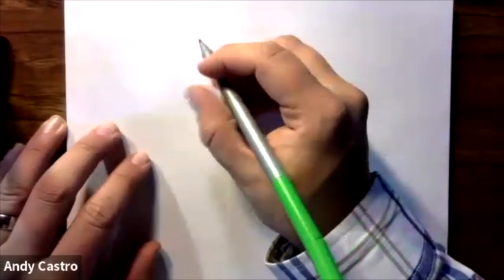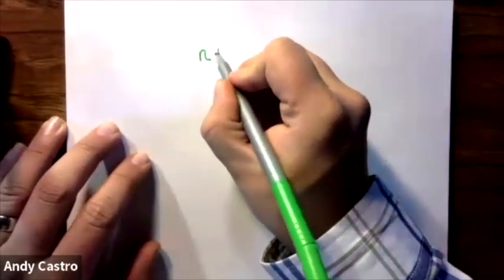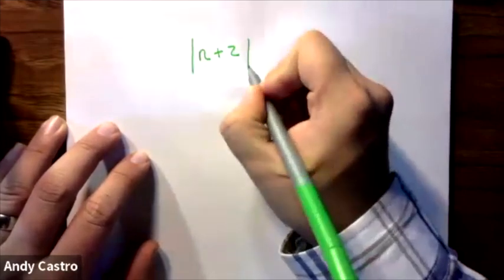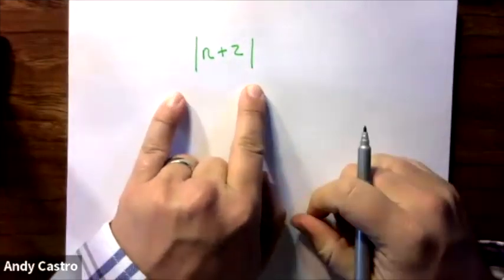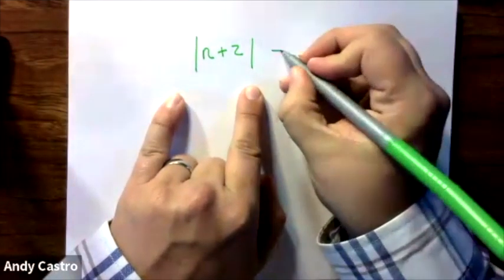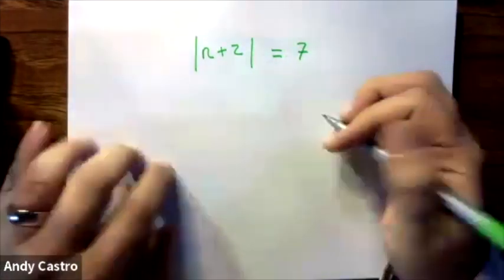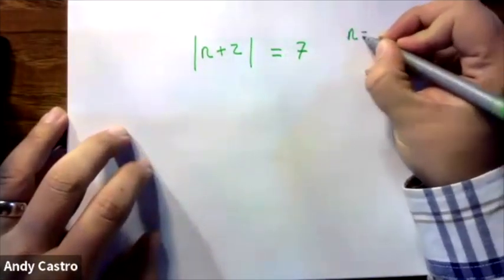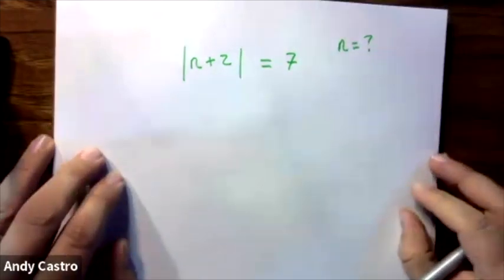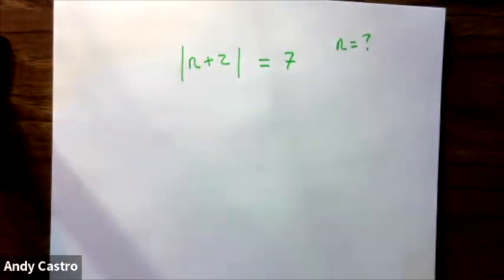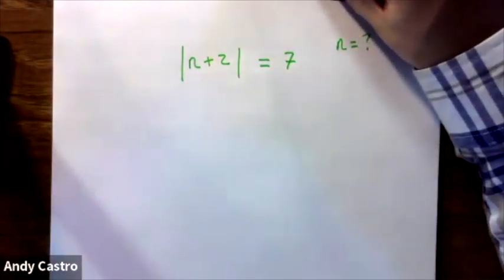If we have an expression, so let's say n plus 2, and I put that into the absolute value, okay? And I say that that is equal to 7. What can n be? Message me what you think n can be. Direct message what you think n can be.